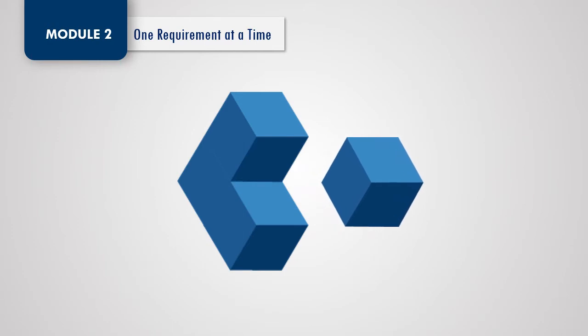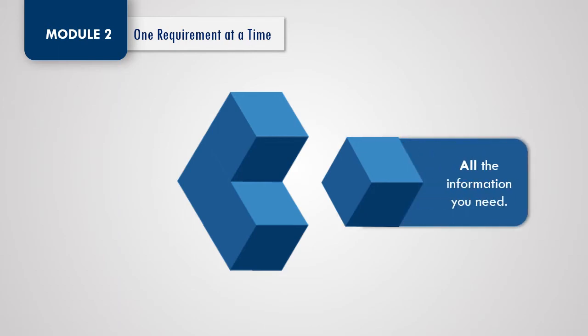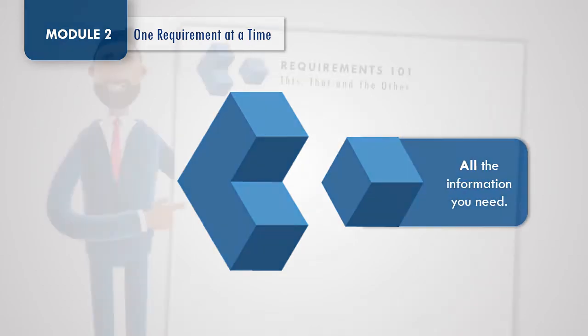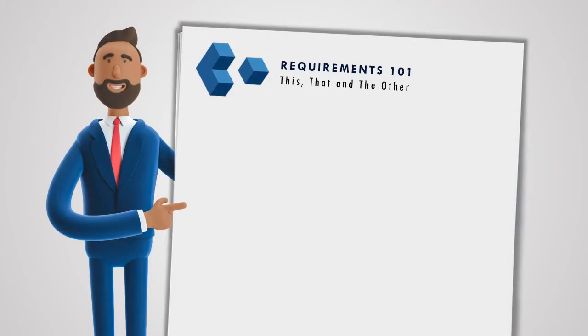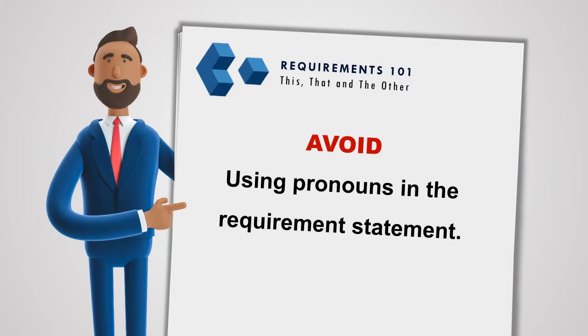Each requirement, therefore, must be able to stand alone. On reading it and knowing the context, you should have all the information you need. Thus, another important rule in requirements writing is to avoid using pronouns in the requirement statement.